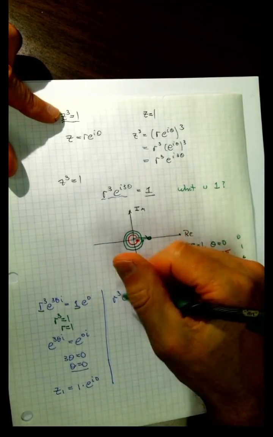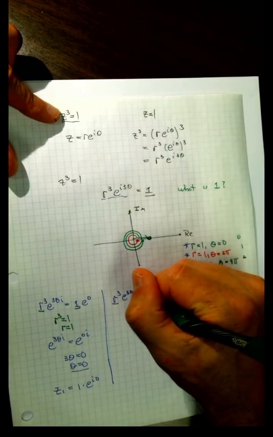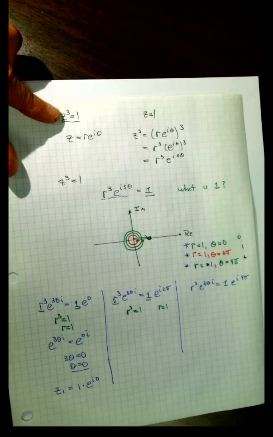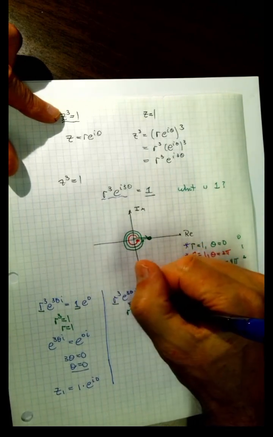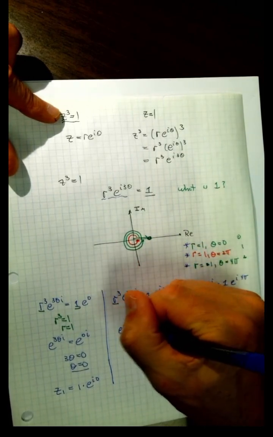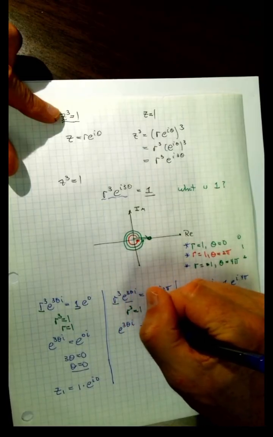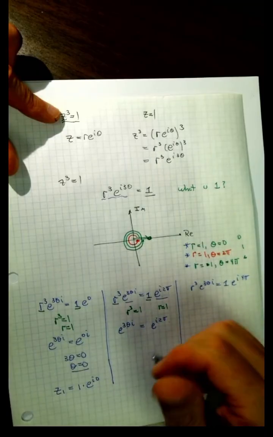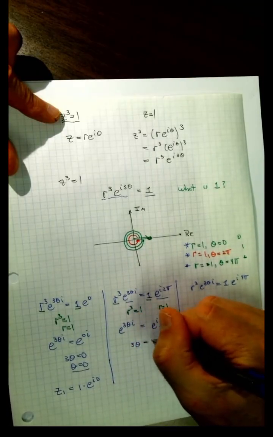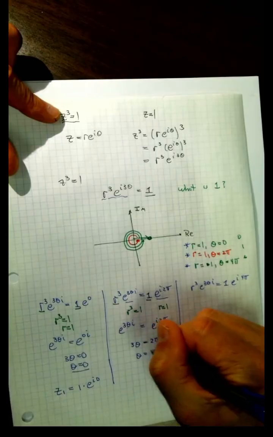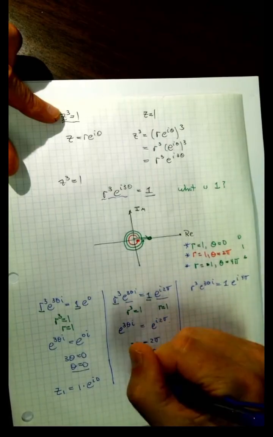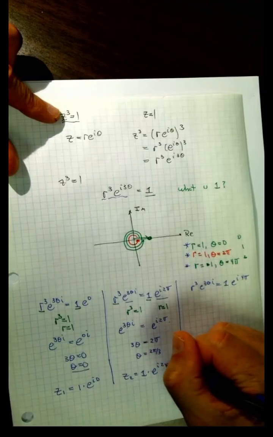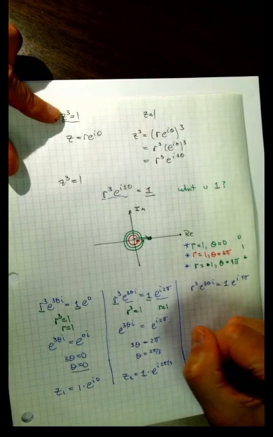What's going on here? Here I'm going to treat the radius the same, r cubed is 1. For the same argument, r equals 1. And now I'm going to treat the exponential the same. Those have to be equal. Those are only going to be true if the exponents are the same. So theta is 2 pi over 3. So my second solution is 1 times e to the i 2 pi over 3.